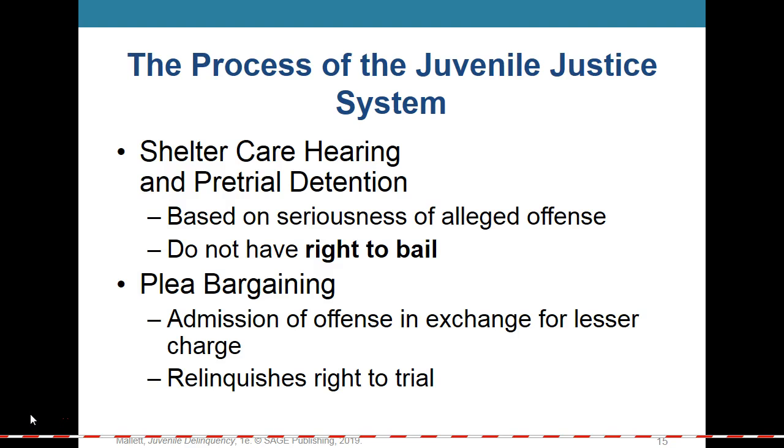Plea bargaining is another process with contact with the juvenile justice system, and it occurs when an offender admits to committing an offense in exchange for a lesser charge and a possibility of a lesser sentence or a disposition. 95% of all convictions actually end with a plea bargain, and it's most likely to occur at the adjudication hearing. It likely results in a lesser disposition for the offender.